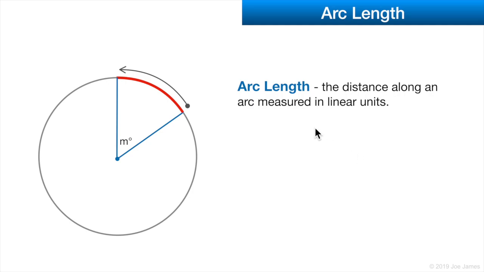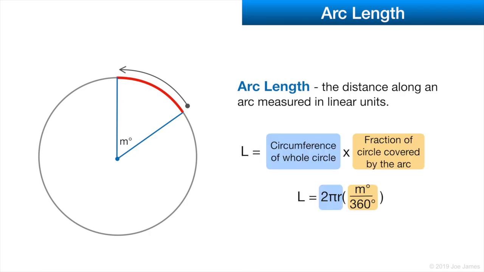Arc length is the distance along an arc, and it's measured in linear units. An arc also has a measure in degrees, which is the measure of that central angle. So to calculate arc length, we can calculate the circumference of a whole circle. That's just 2 pi r. We know the formula for that. And then we can multiply that by the fraction of the circle that was covered by the arc. So what fraction of the circle is covered by the arc? Well, m over 360. Again, 360 degrees in a circle, m degrees in this arc.